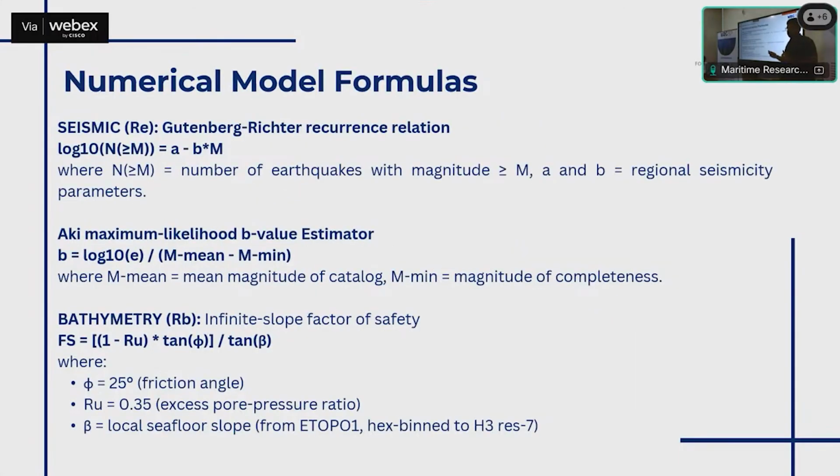Now these are some numerical models. My model is mathematical based, like my dual degree is math. So here I'll be using numerical models rather than machine learning. There are three main formulas which I'll be using. The first one is the logarithmic formula, which is basically a Gutenberg-Richter formula, which is derived from the Richter scale and is used everywhere. The second one is the bathymetric formula, which is the infinite slope or the safety formula. This is also one of the formulas which is cited in various research papers.